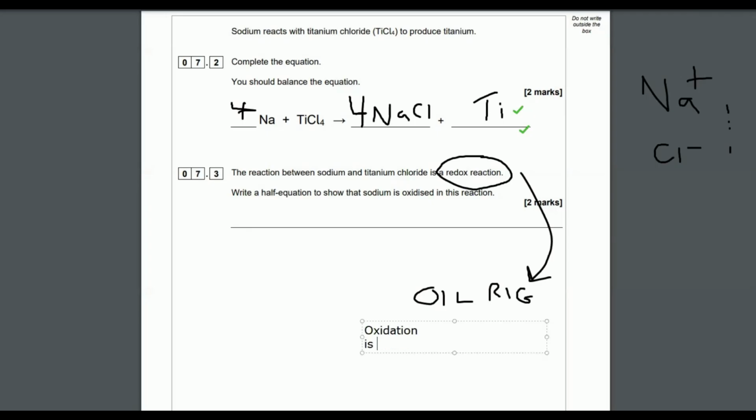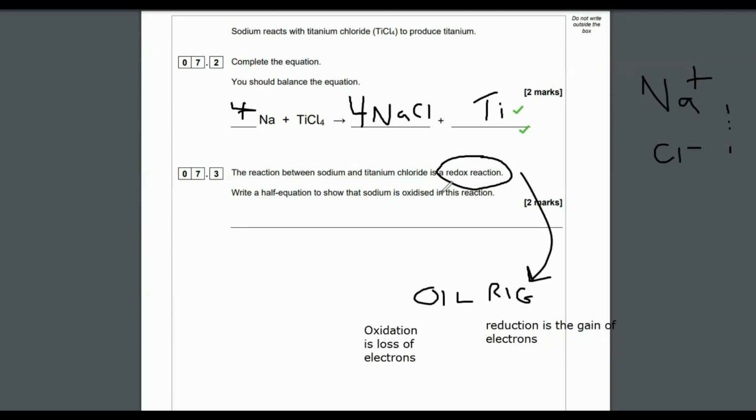Oxidation is loss of electrons. It's always annoying this because oxidation is also the gain of oxygen when you've got oxygen hanging about, but reduction is the gain of electrons. Some people like to say LEO, GER, i.e. loss of electrons is oxidation, and GER is gain of electrons is reduction. Cool. Okay. I prefer OIL RIG for obvious reasons. You'd have to do the GER, the lion's roar.